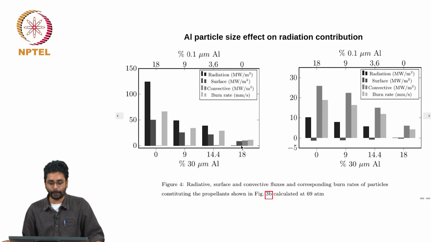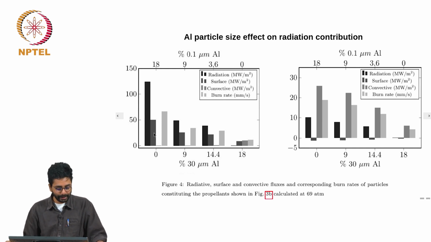So this is the conventional propellant where the radiation is negligible and all the other terms balance each other, and the magnitude of the flux is about 10 to 15 megawatts per meter square. As the conventional aluminum is replaced by ultrafine aluminum, the radiation flux goes up significantly. In fact, it goes up so much that the convective flux becomes negligible in comparison, and the surface heat balance is simply between the radiative flux, the surface heat release, and the flux that goes into the condensed phase.